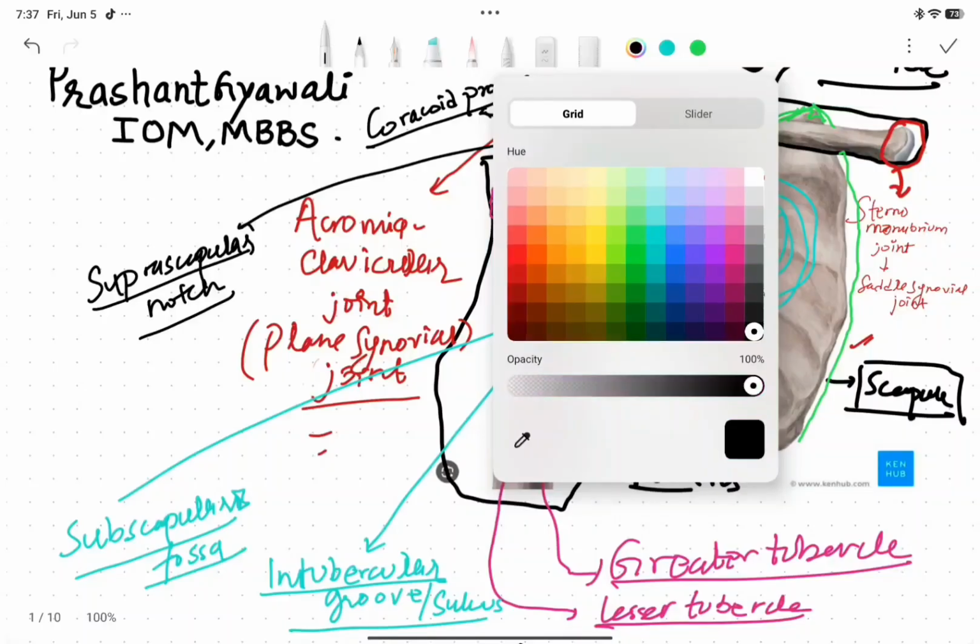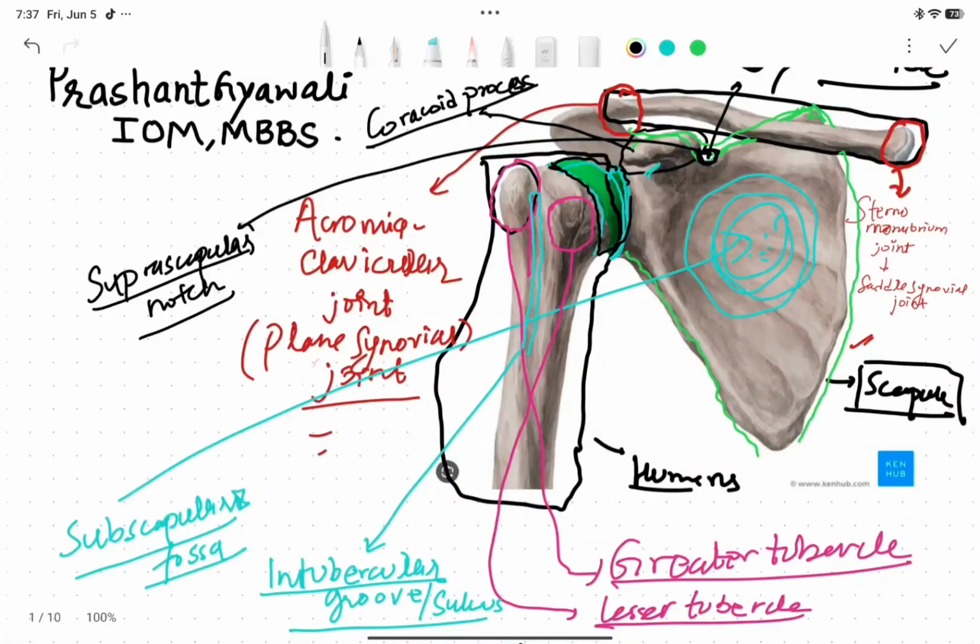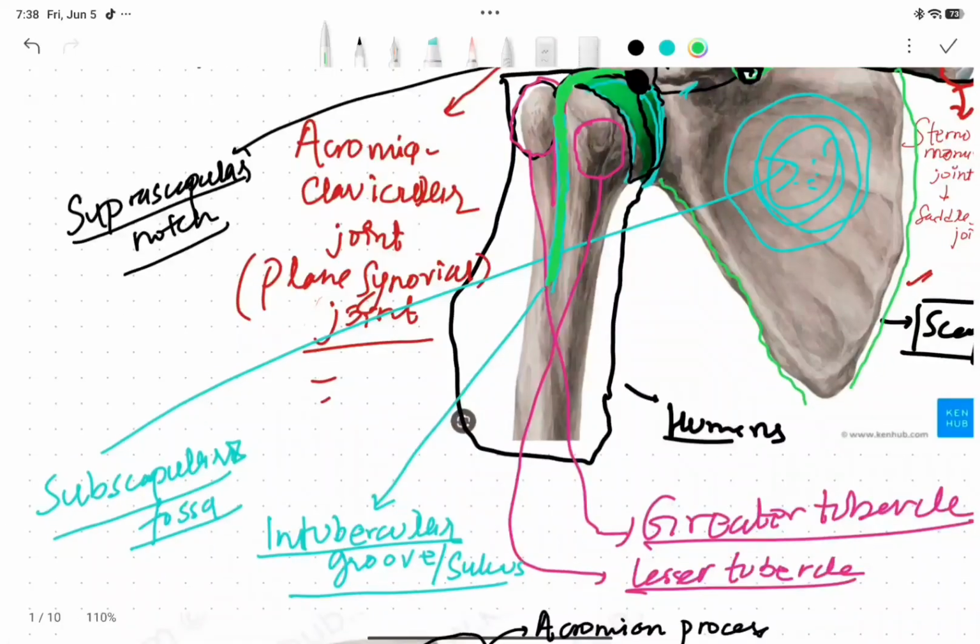The supraglenoid tubercle is here. From here the long head of biceps brachii originates, and it comes into the bicipital groove. So the intertubercular sulcus contains the long head of biceps brachii, and it is also known as the bicipital groove. This green colored structure is the long head of biceps brachii that passes through the intertubercular sulcus.